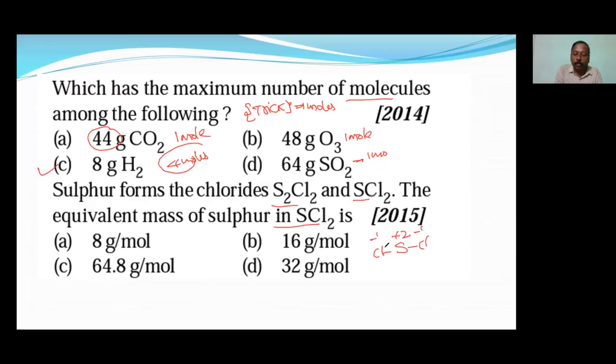So you should take only the sulfur mass, okay. Sulfur mass is 32 divided by 2, then you will get the answer as 16 gram per mole. Okay. What is the answer? 16 gram per mole. Note down this. Then we will go for the next question.